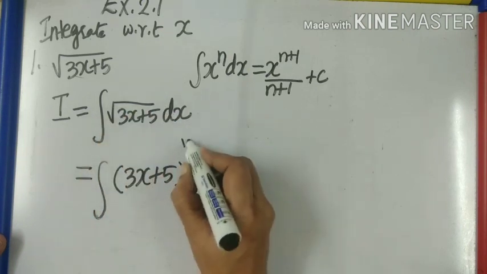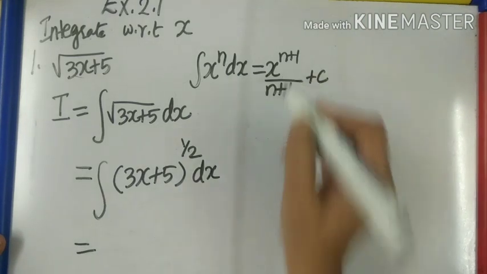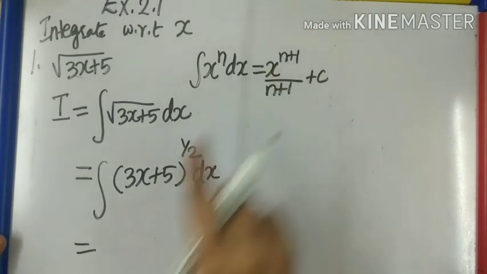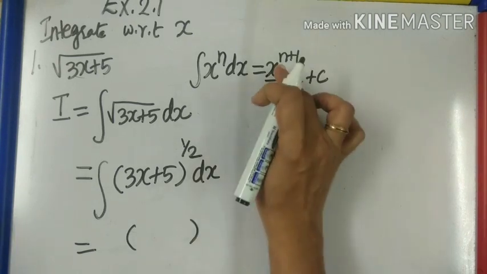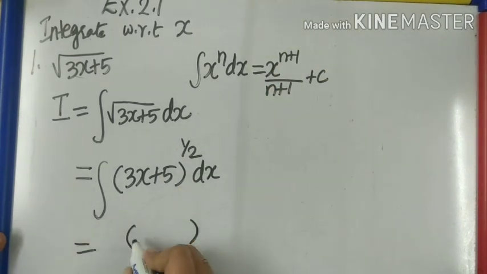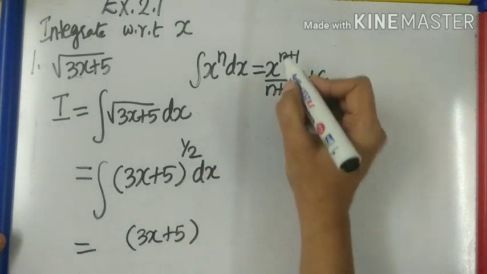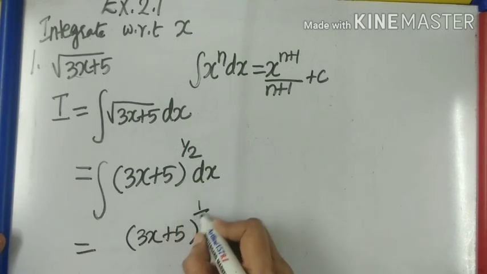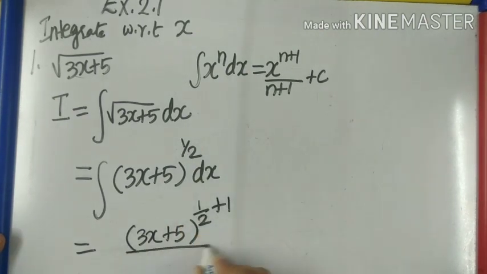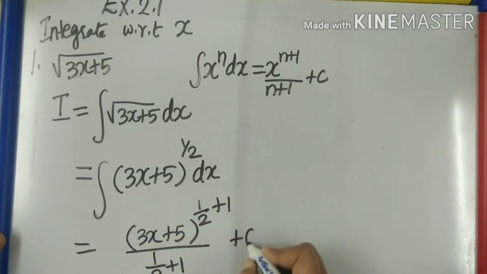Whenever a root comes, I call it 1 by 2. And I apply this formula. Instead of x, 3x plus 5 is there, so treat it as a bracket. Instead of x, 3x plus 5. So (3x plus 5) whole power n plus 1. What is n here? 1 by 2. So 1 by 2 plus 1, over 1 by 2 plus 1. And whenever I integrate, I must put plus c.